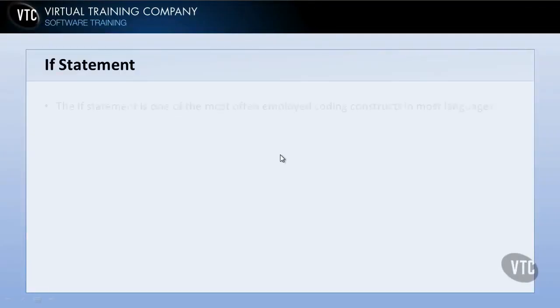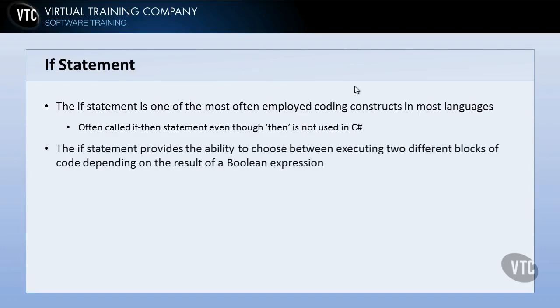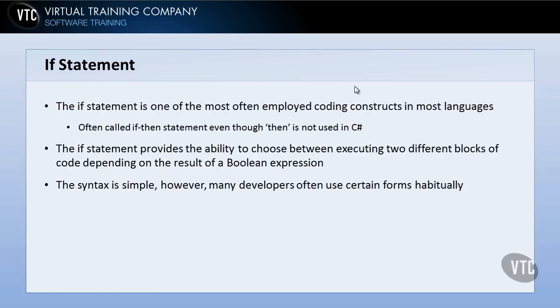The if statement is one of the most often employed coding constructs in most languages, and that is certainly true in C# as well. It is often called the if-then statement, even though you may notice that the word then is not even used in C#. The if statement provides us the ability to choose between executing two or more different blocks of code depending on the result of a Boolean expression. And obviously we can change that Boolean expression in various places in the code and then branch accordingly.